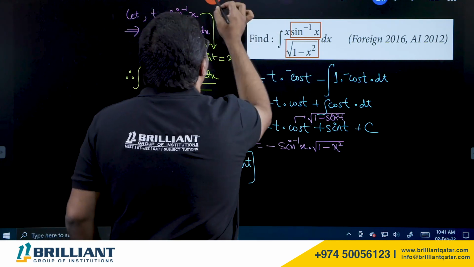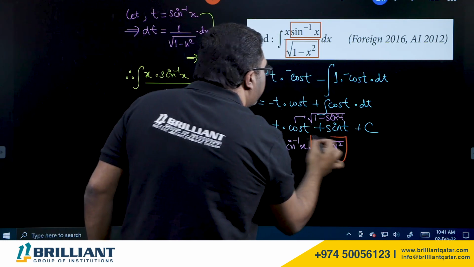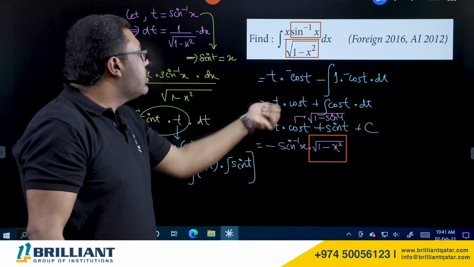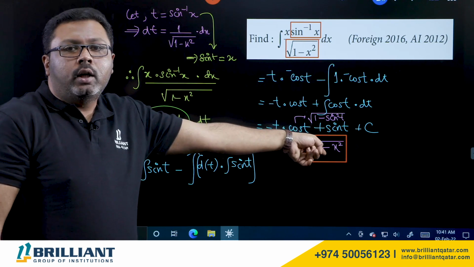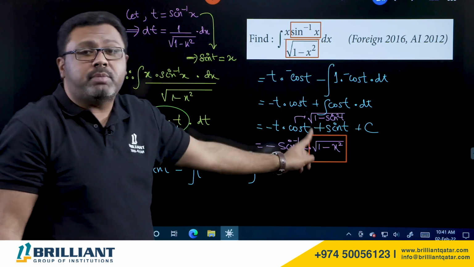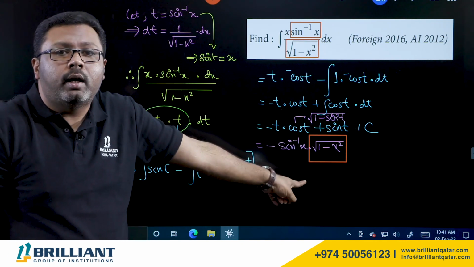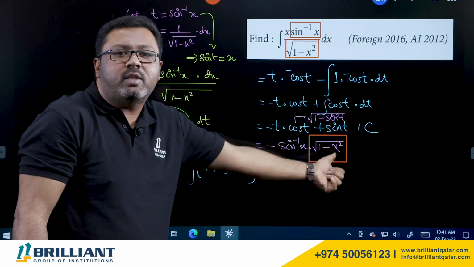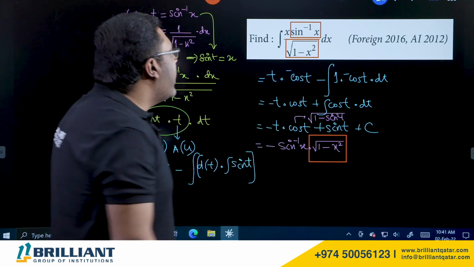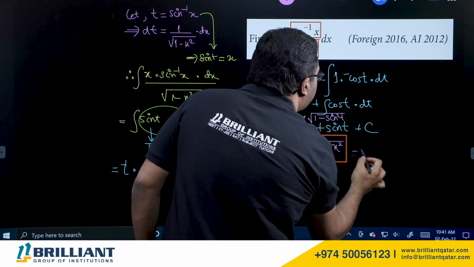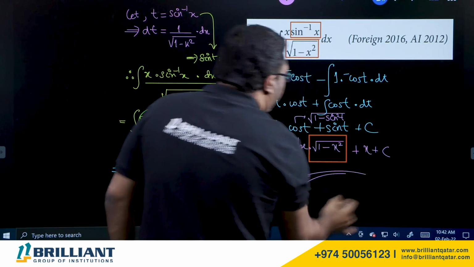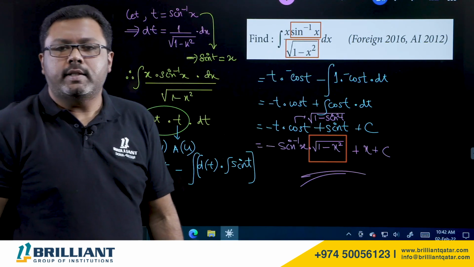This is something very, very important. Many of you will not be able to substitute. You will write it as cos of sine inverse X, because you know T is sine inverse X. But that is not the answer they will have in the scheme. In the scheme, they will have root of 1 minus X squared. Keep in mind. So cos T is root of 1 minus sine square T, so root of 1 minus X squared, plus sine T, again X, plus C. Answer done.